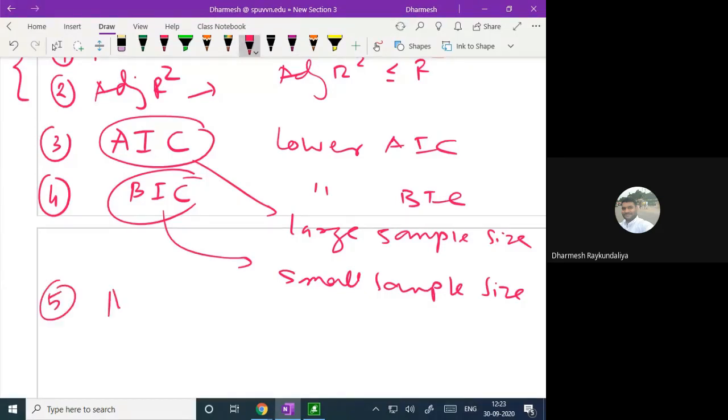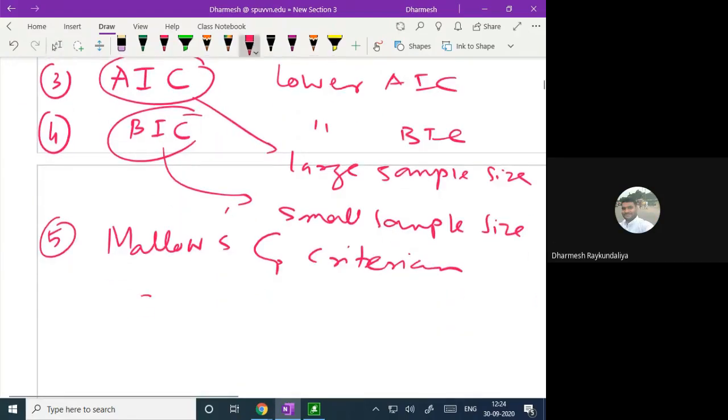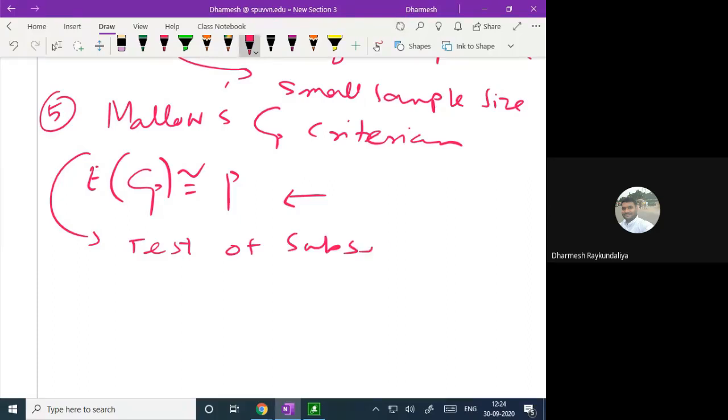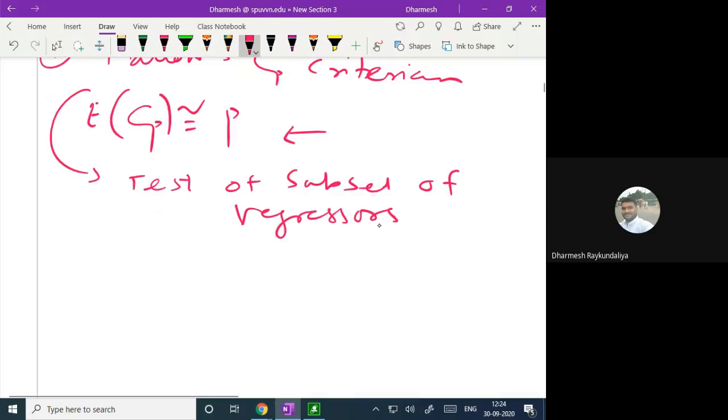And the fifth we have seen is the Mallows Cp criterion. Lower the value of Cp, or especially Cp equal to p, then we see that the corresponding subset of regressors is selected. So it is also known as the test of subset of regressors. Okay, so these all we talk about under model fitting and model selection criteria.